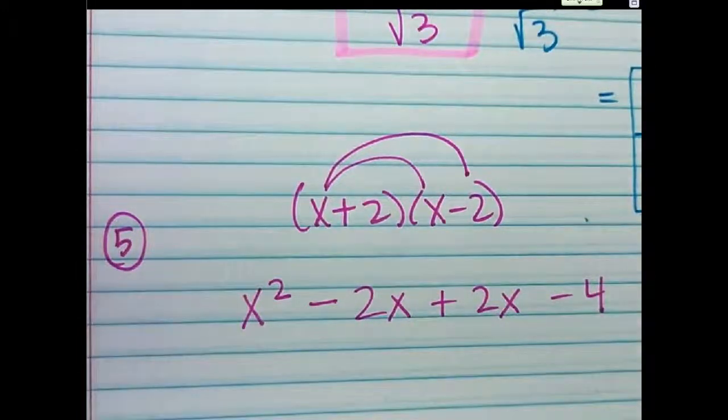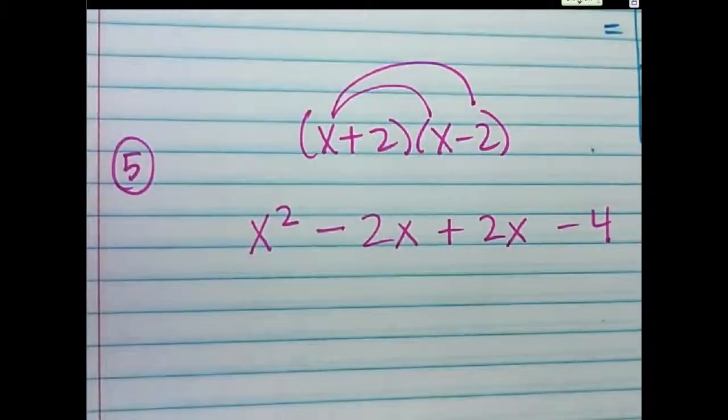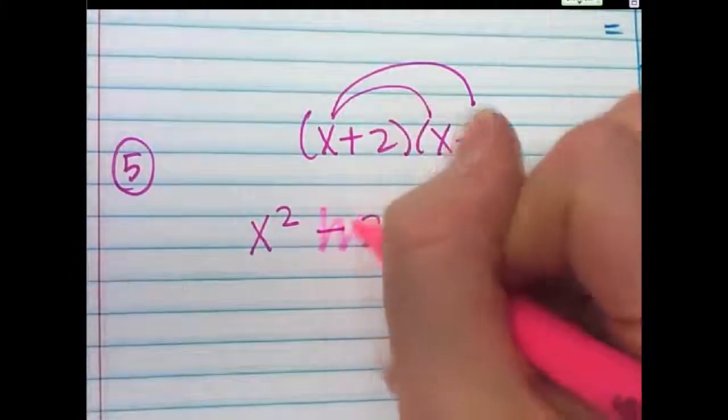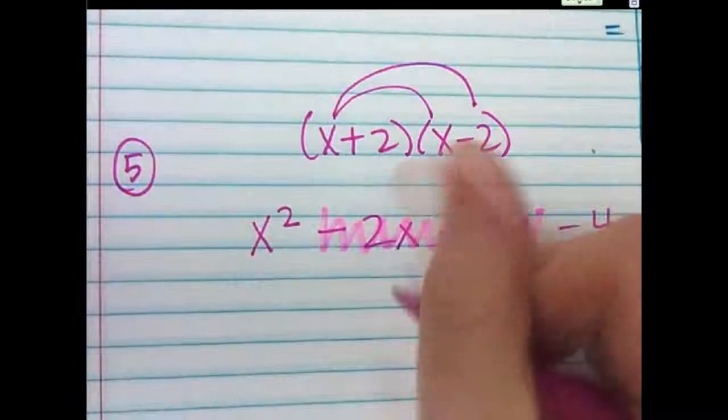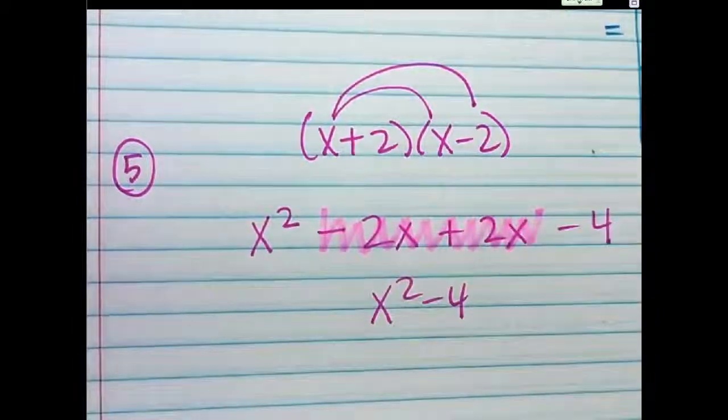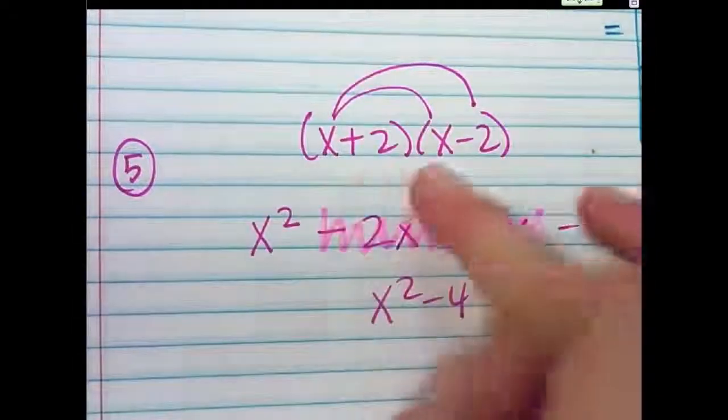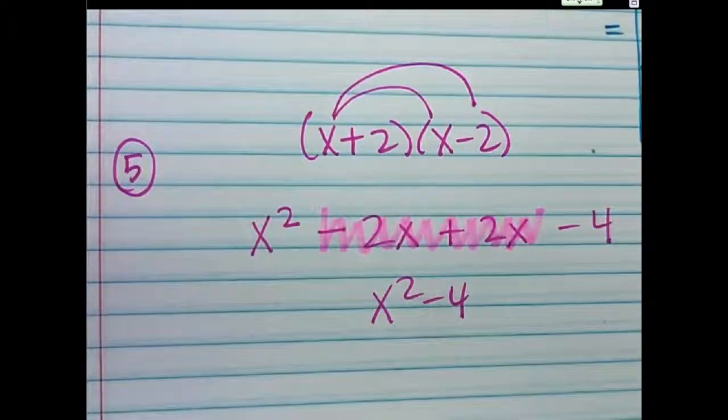Okay, if I simplify, what happens? The 2x cancel out. Yeah, these cancel out because I get a negative and a positive. And you would get x squared minus 4. Why do the middles cancel? What up here makes them cancel? The opposite. Yeah, they're opposites.